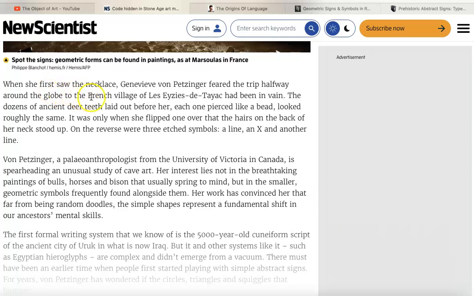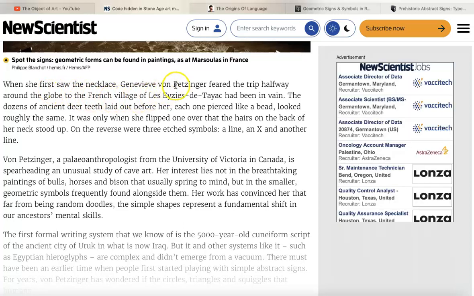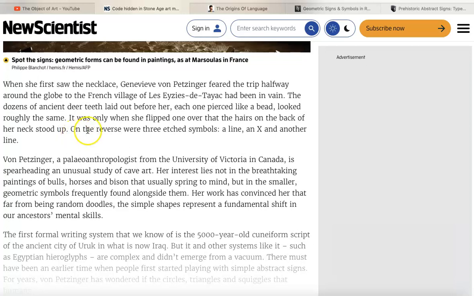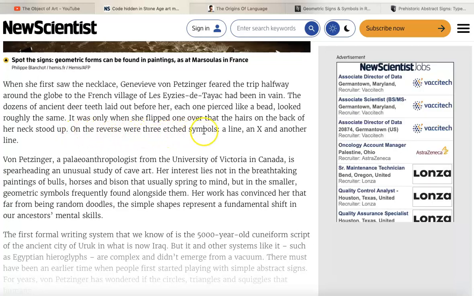When she first saw the necklace, Genevieve von Petzinger feared the trip halfway around the globe to the French village of Les Eyzies-de-Tayac had been in vain. The dozens of ancient deer teeth laid out before her, each one pierced like a bead, looked roughly the same. It was only when she flipped one over that the hairs on the back of her neck stood up. On the reverse were three etched symbols, a line, an X, and another line.